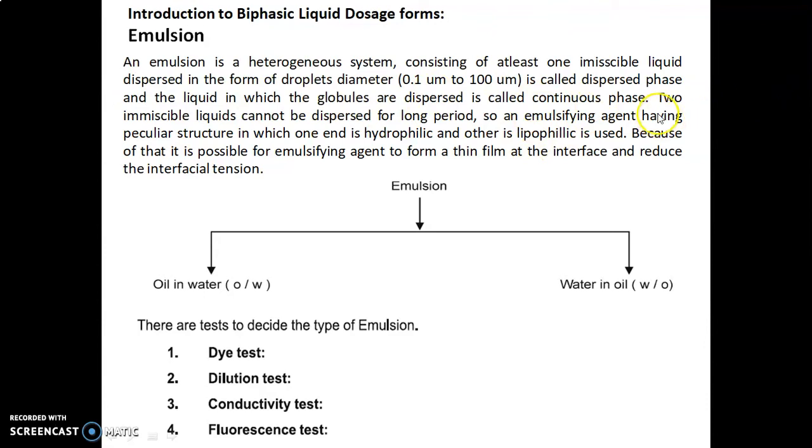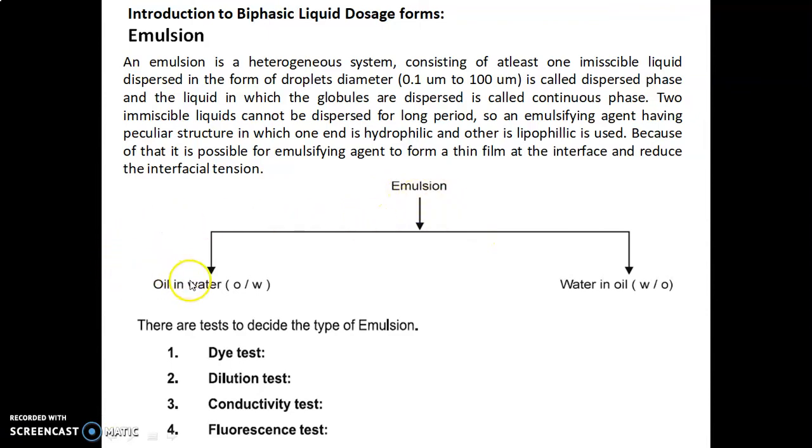is called the continuous phase. The two immiscible liquids cannot remain dispersed for a long period, so an emulsifying agent having a peculiar structure, in which one end is hydrophilic and the other is lipophilic, is used. Because of that, the emulsifying agent forms a thin film at the interface and reduces the interfacial tension. So let's see the classification of emulsion.